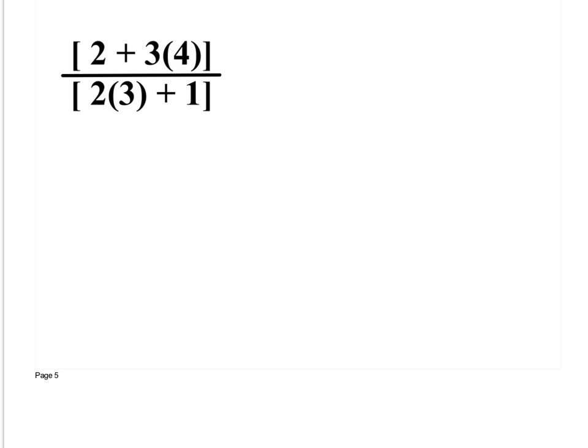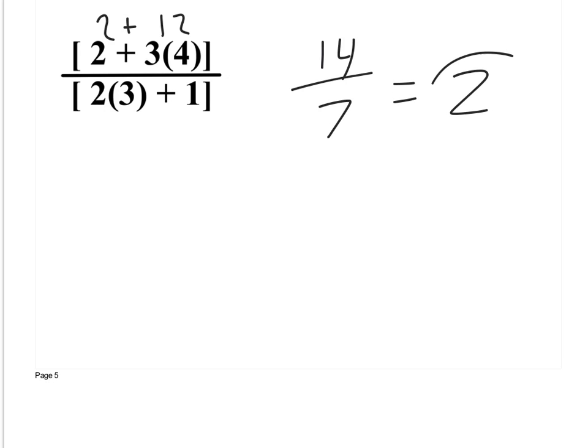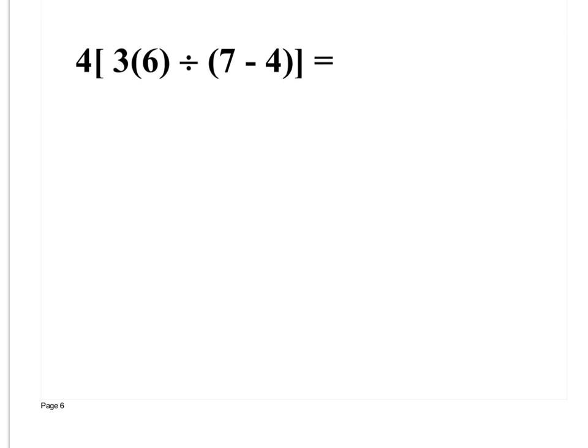So I do 3 times 4, which is 12. 12 plus 2 is 14. I do 2 times 3, 6. 6 plus 1 is 7. 14 divided by 7 is 2. And there's my answer. All right, write that one down.